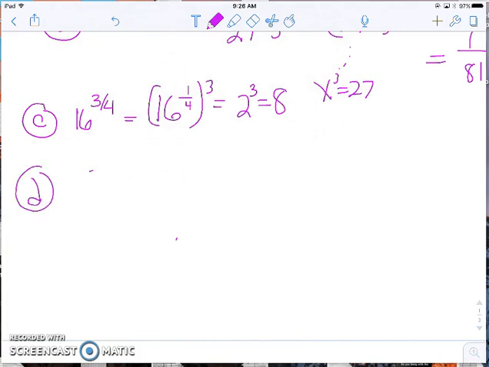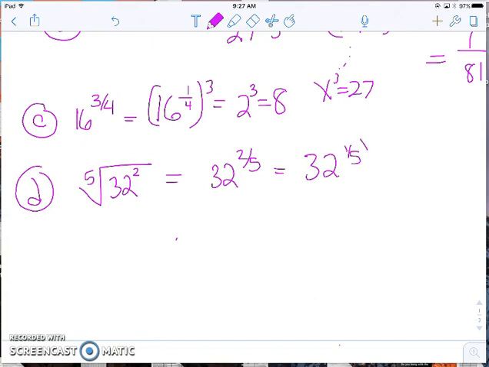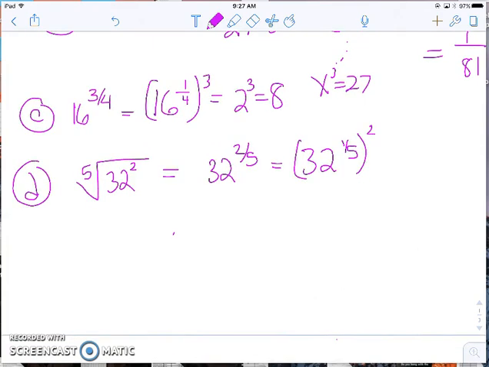So if we had the fifth root of 32 squared, 32 squared is awfully large, but we can rewrite it as 32 to the 2/5. Separate that out, 32 to the 1/5 squared. Well, we know 32 to the 1/5 is 2, so 2 squared gives us 4.